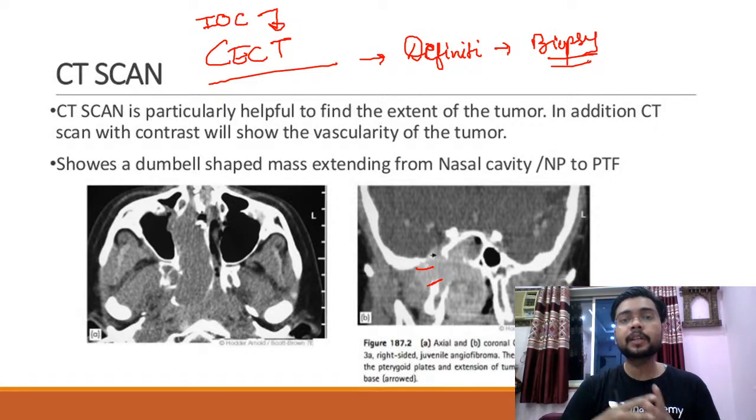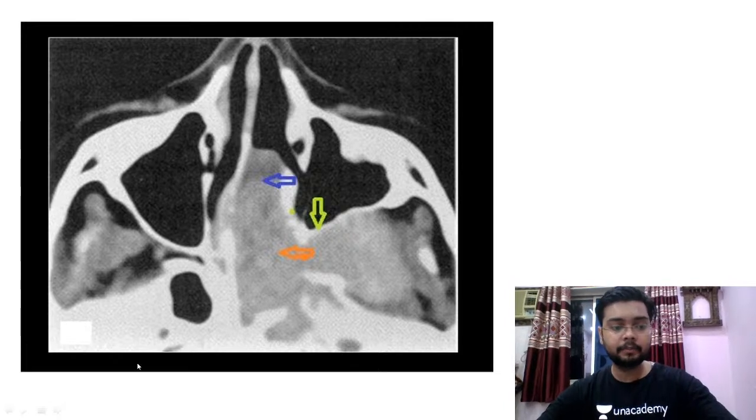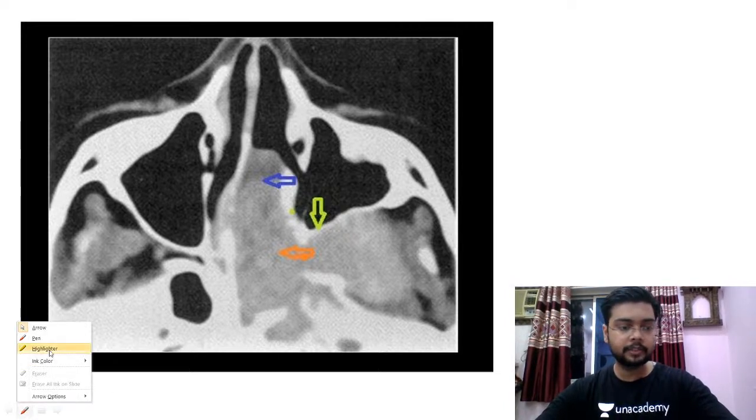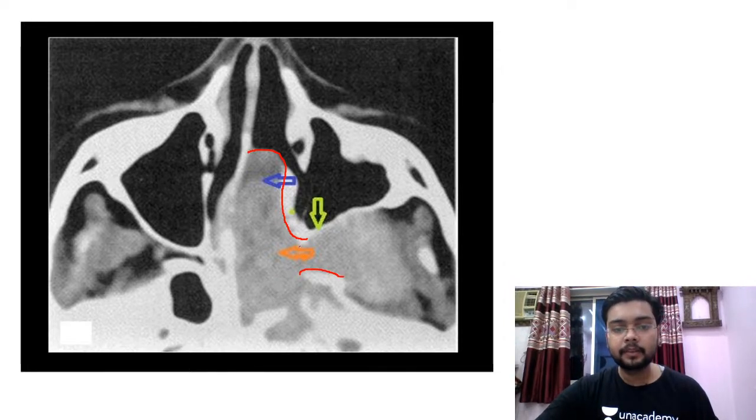For it we do a CECT. And here, if you see a better image, you can see this tumor in a CT scan axial cut, this tumor which is there in the nasal cavity, and there is widening of this sphenopalatine foramen. So this sphenopalatine foramen, if you note on the right side, is narrow, right?